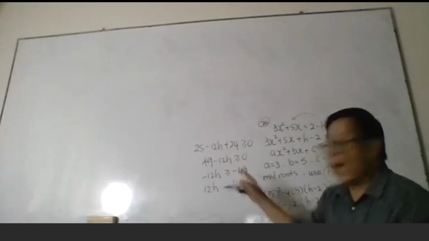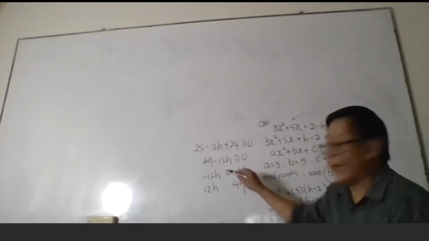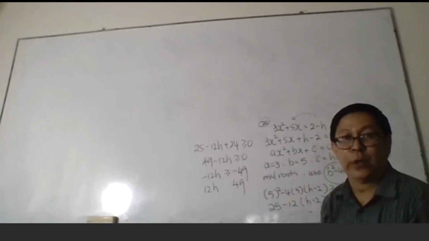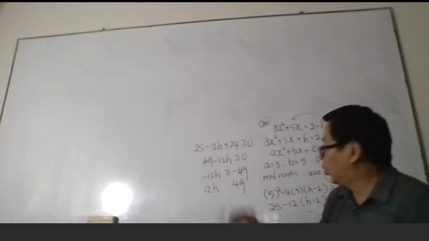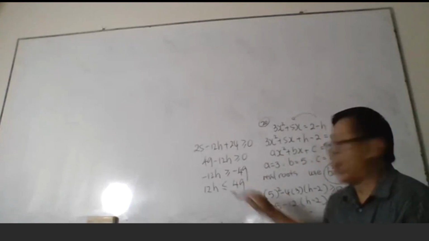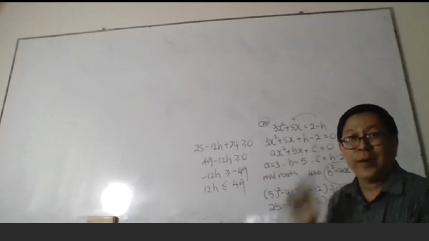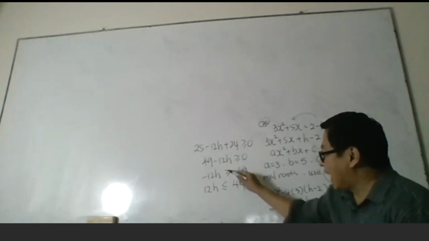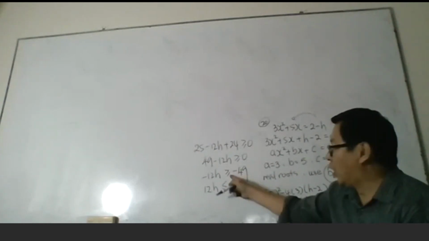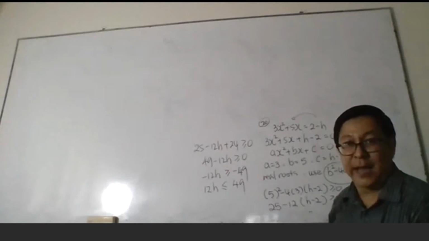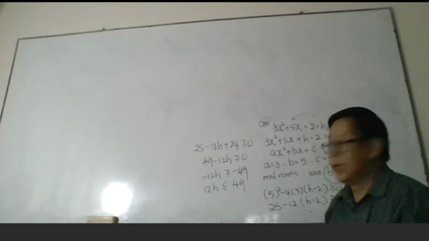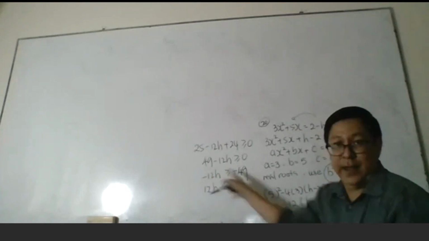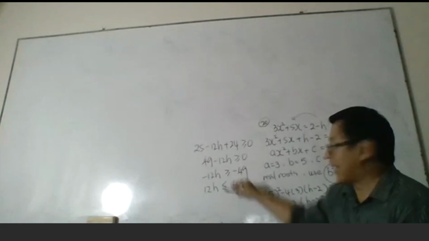If I want to eliminate the negative sign, instead of more than or equal to, now it changes to less than or equal to. Only in this case, the sign will change from more than to less than. So remember that if we want to cancel the negative, we change the sign.